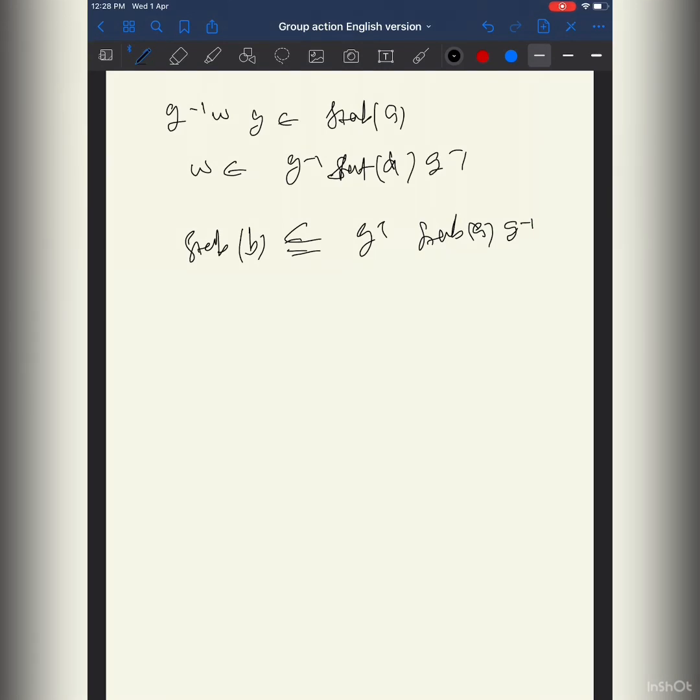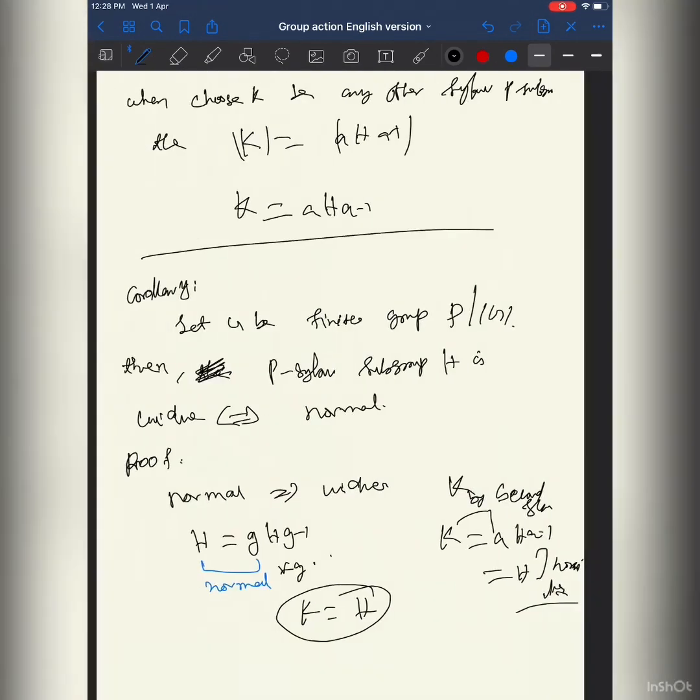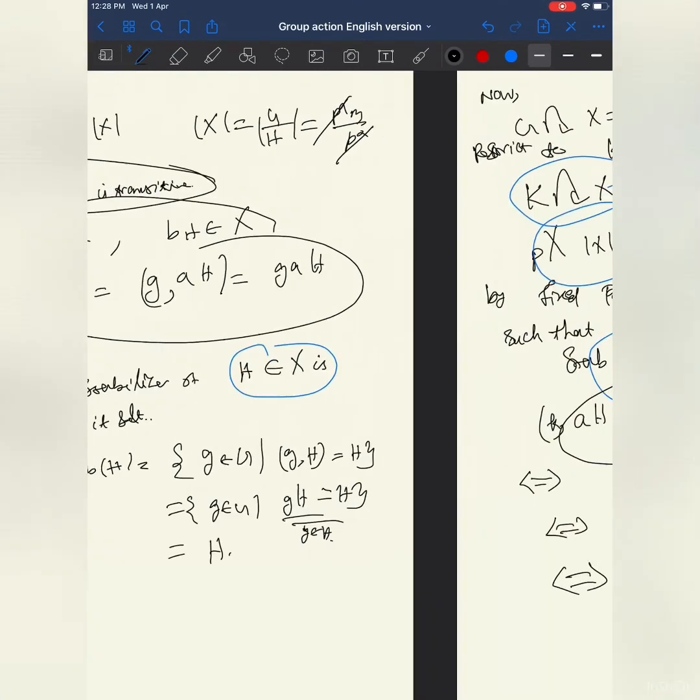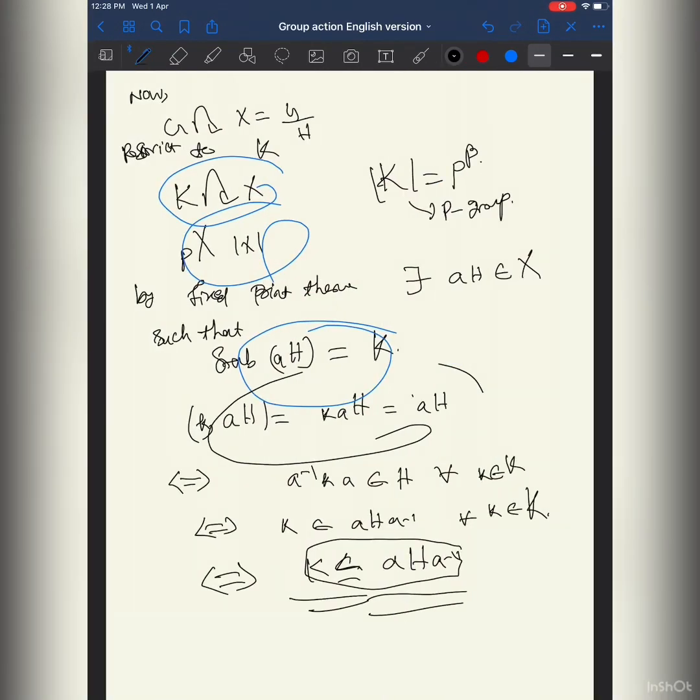So you can see that it is very easy the reverse way. If you change the roles of a and b, you see the stabilizer of b is just g times the stabilizer of a times g inverse. It's a conjugate. So this is how this is related, and this is heavily used somewhere here. Okay. Thank you.